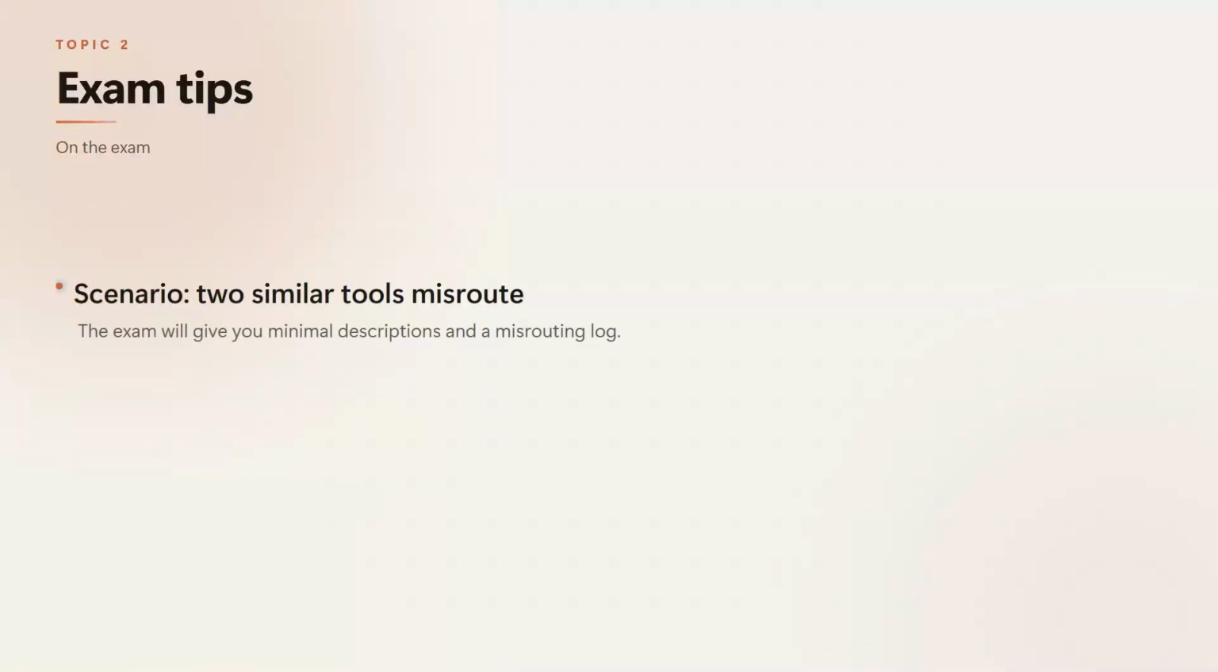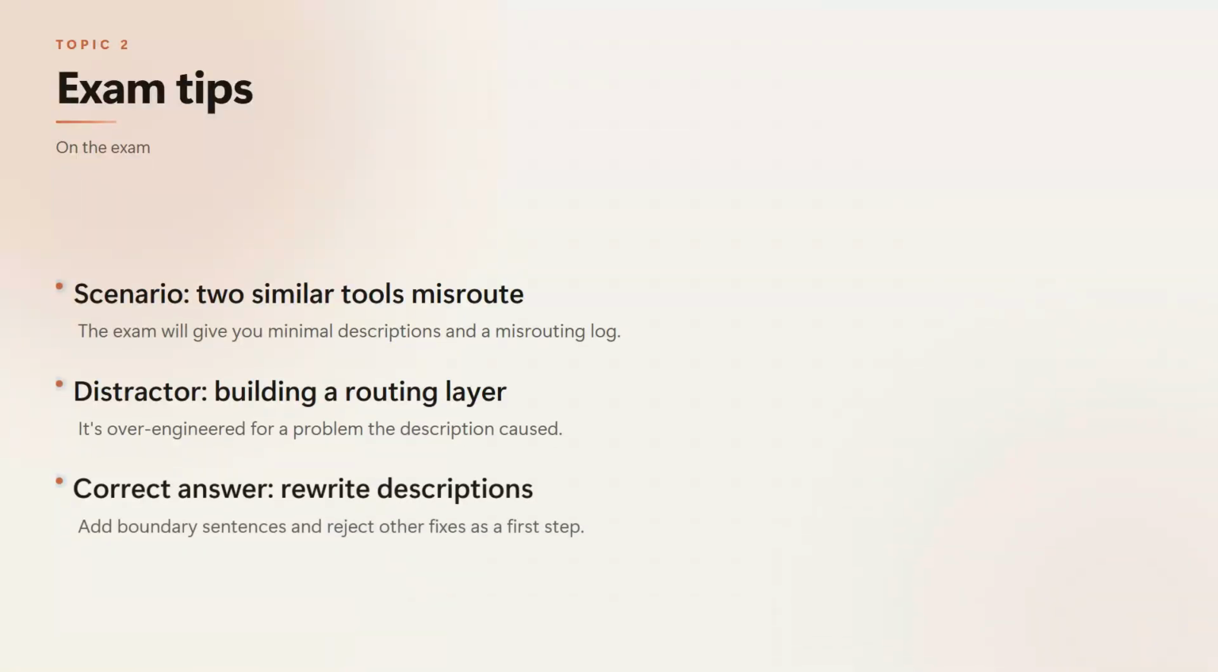On the exam, you'll see a scenario with two similar tools and a misrouting log. The distractor is building a routing layer. It sounds technical and proactive, but it's over-engineered for a problem the description caused. The correct answer is to rewrite the descriptions with boundary sentences and reject other fixes as a first step. This is testcraft. They want to see that you reach for the cheapest, highest leverage fix before adding complexity.